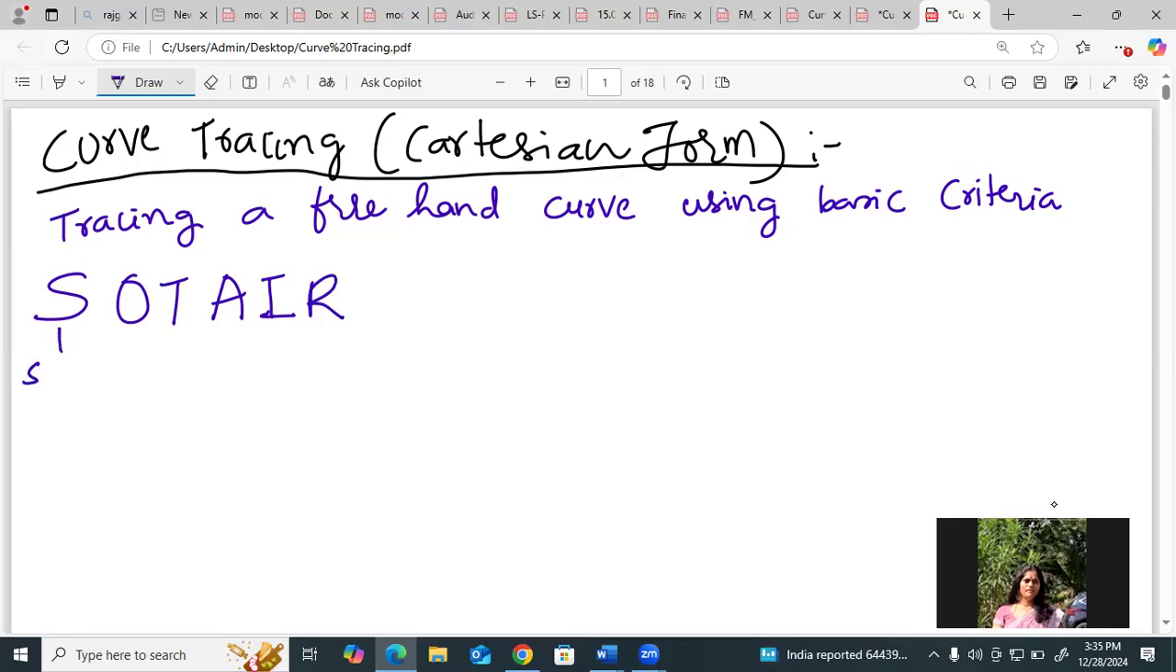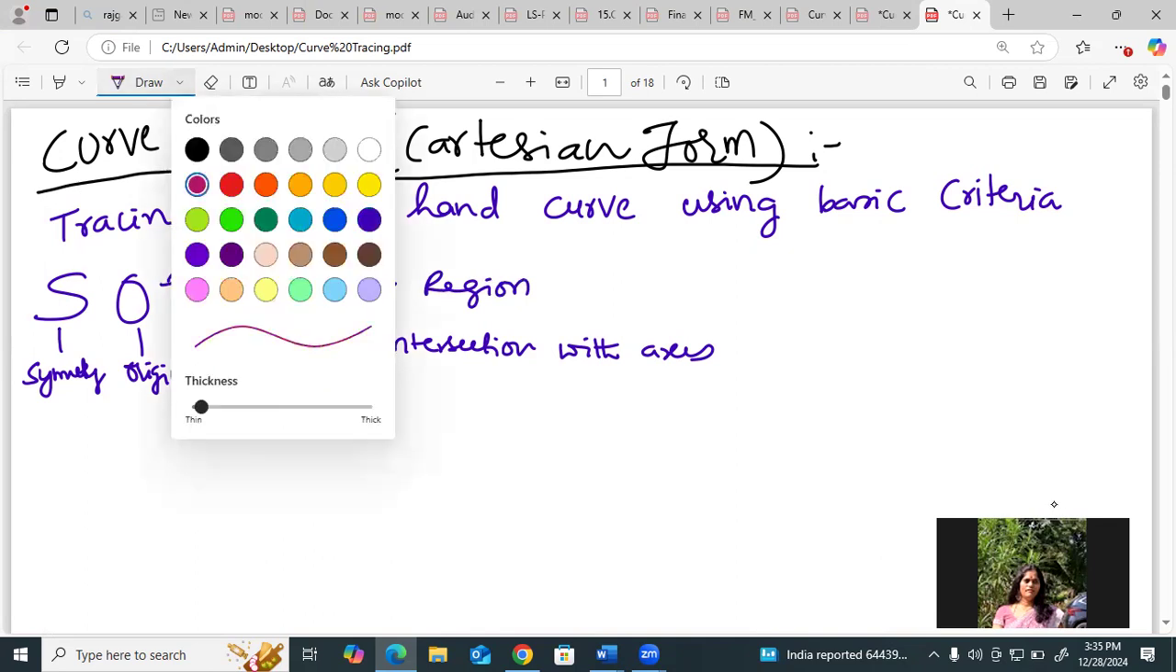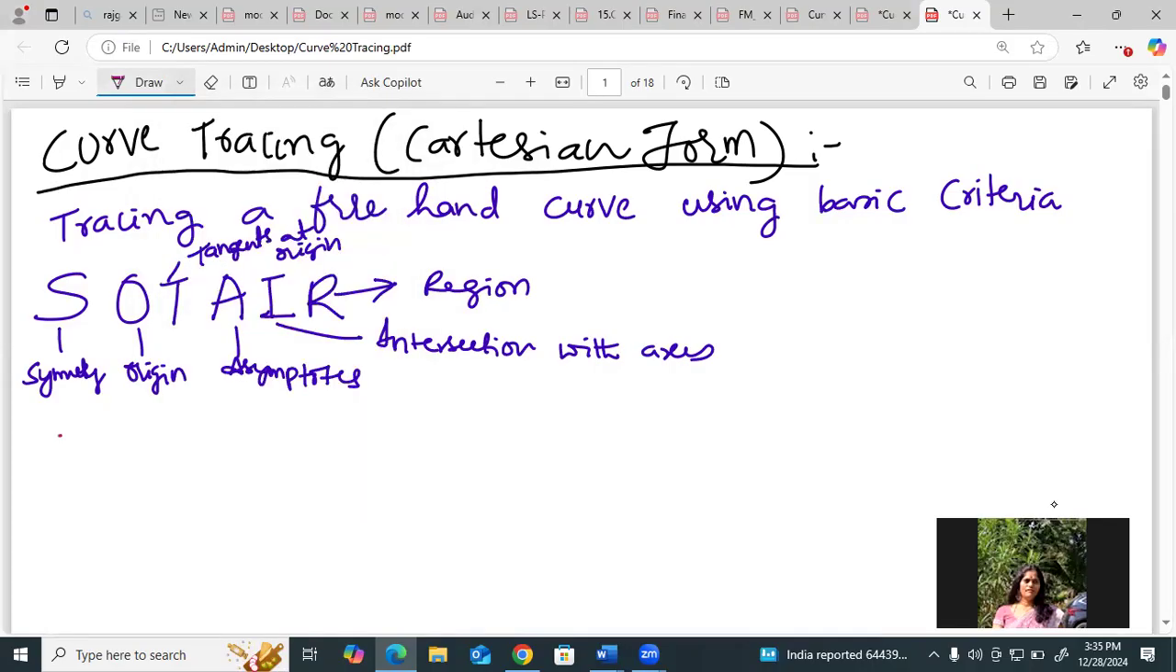S stands for symmetry. O stands for origin. T stands for tangents. Of course, these tangents I'm talking about at origin only. A stands for asymptotes. I stands for intersection with the axis. R stands for region. Of course, there are some more things which I will talk about, but basically I'll be needing 2 to 3 criteria to draw a curve.